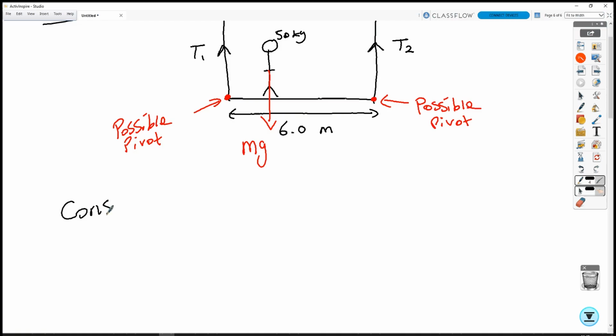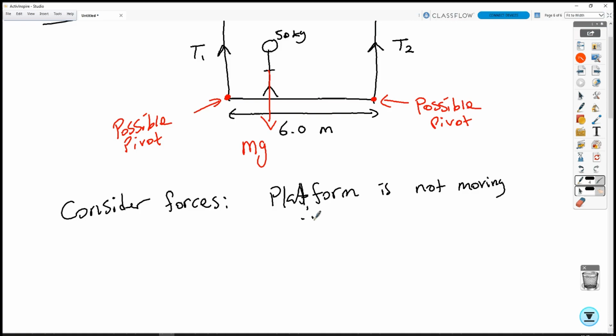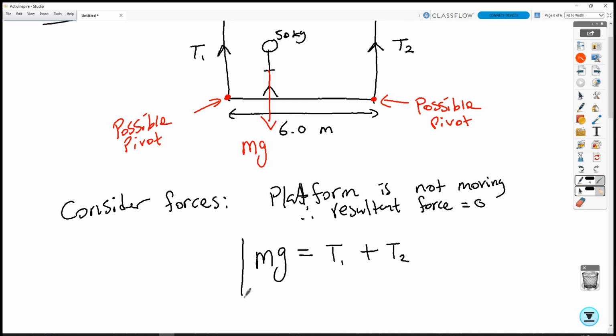So, consider forces. The platform is not moving. Therefore, the resultant force is equal to 0. That means that mg is equal to T1 plus T2. And we can calculate mg because we know that he's got a mass of 50 kilograms. We know that g is equal to 9.8.